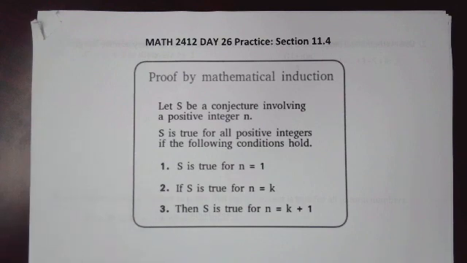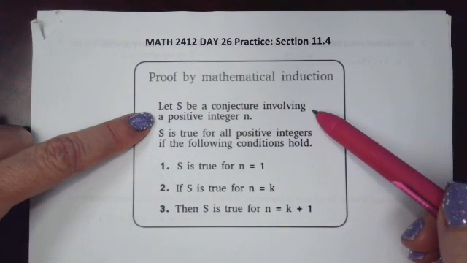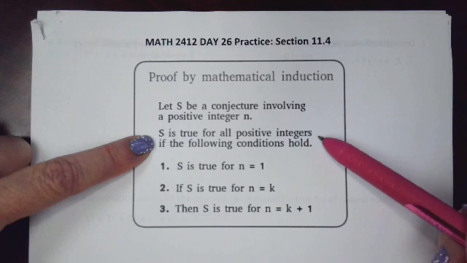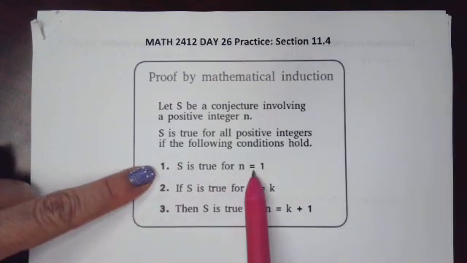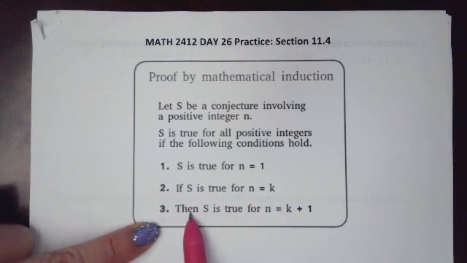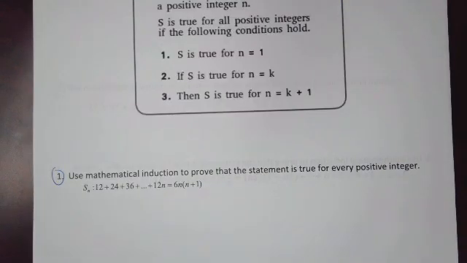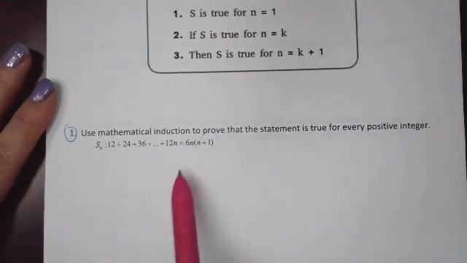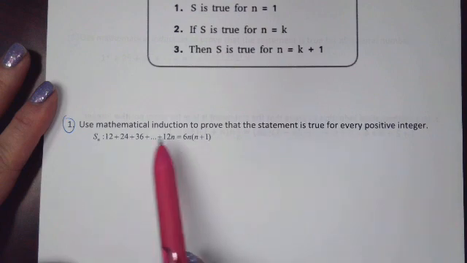1, 2, 3. You're given S, some conjecture involving a positive integer n. We want to prove that S is true for all positive integers, and we can prove that if these three conditions hold. It holds that the statement is true for n equals 1. Then if it's true for n equals k, we can assume it's true for k plus 1. Alright, we're going to do a few of these. I'm going to show you what I mean by making sure that you use the words. Proof by induction, we're going to use induction to prove that this statement is true for every positive integer n.